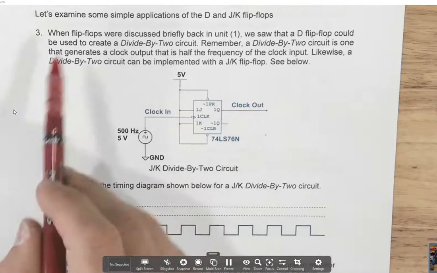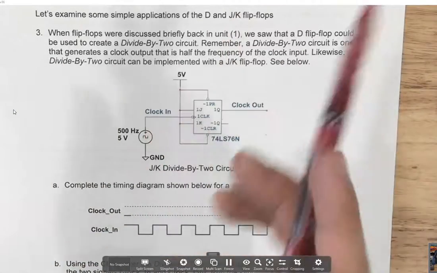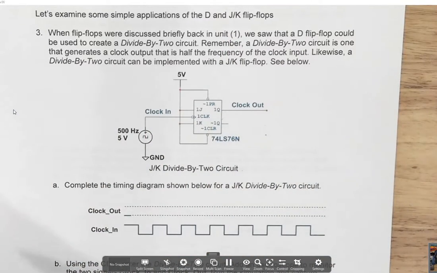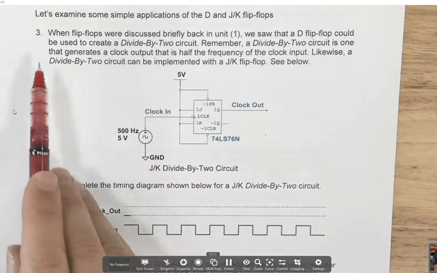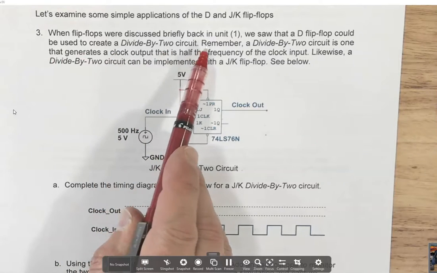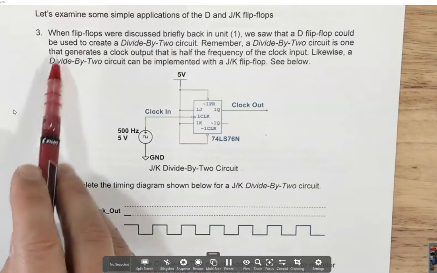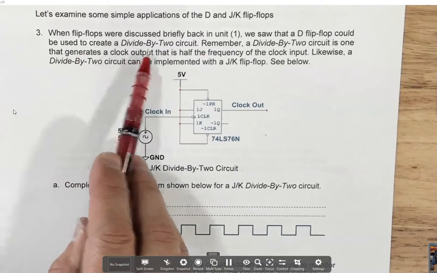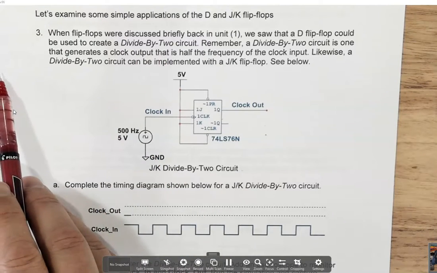All right, so on this one, they're kind of showing us something that becomes important to create an application later. But part 3 says, when flip-flops were discussed briefly back in Unit 1, we saw that a D flip-flop could be used to create a divide by 2 circuit.